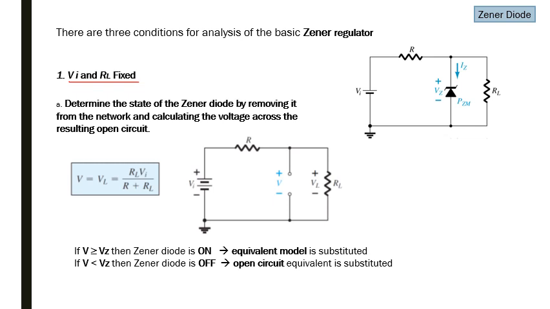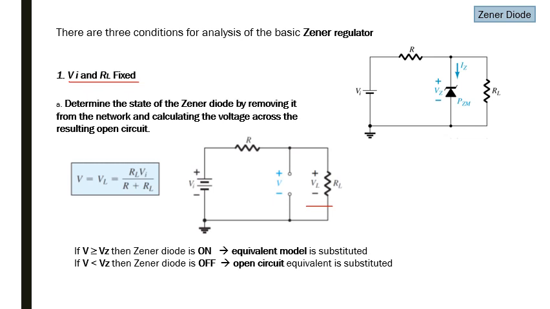So if we remove this and replace it with an open circuit, we are left with this series circuit. For this series circuit, we can find the voltage at this point, which is against RL, which will be equal to V by simply the voltage divider rule, because this is a series circuit and two resistors are in series. So by the voltage divider rule, we find V is equal to VL, RL into Vi over R plus RL.